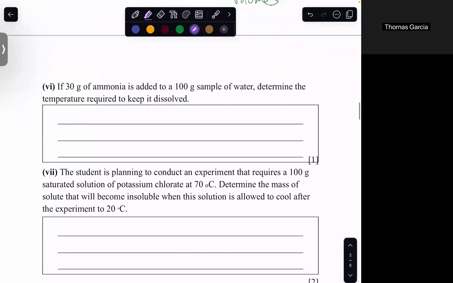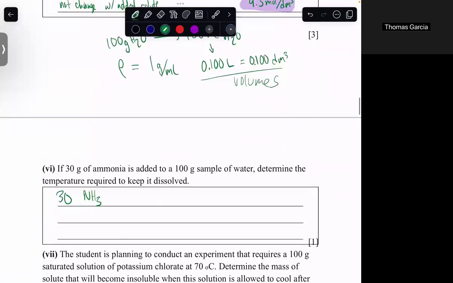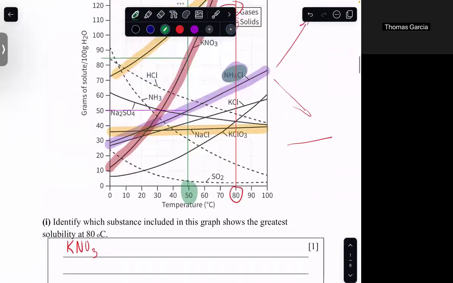All right, moving on to number 6. If 30 grams of ammonia is added to a 100-gram sample of water, determine the temperature required to keep it dissolved. So we just have to find where 30 for ammonia, NH3, intersects our graph. So we're going to go to NH3.